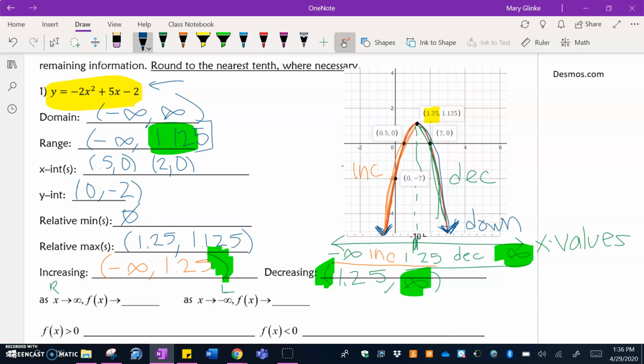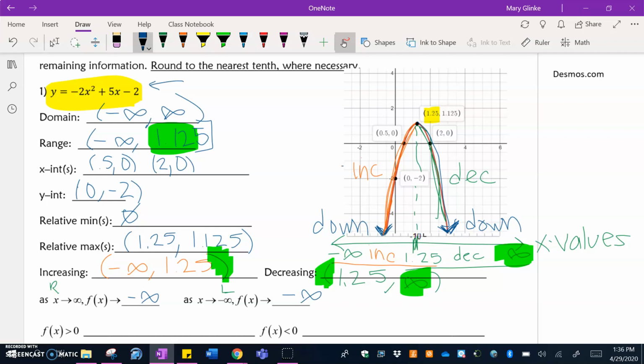If I were to trace my graph on the left, my graph there is also going down on the left, down on the right. So therefore, on the right side of the graph, the arrows are pointing down at negative infinity. On the left side of the graph, my arrows are also pointing down at negative infinity.